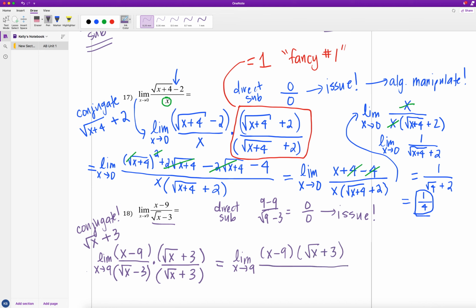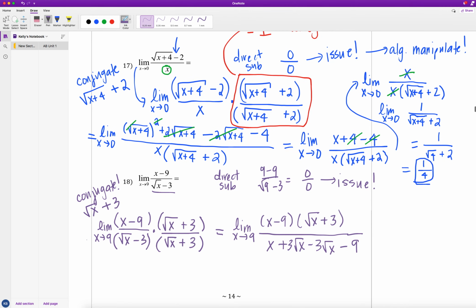In the denominator, the square root of x times the square root of x will give me the square root of x squared, which is just x. Then I'll get the square root of x times 3, so plus 3 times root x. Then I'll get negative 3 times root x. And lastly, I'll get negative 3 times 3, so negative 9. Again, I still have that limit in front since I haven't actually evaluated the limit yet. From here we get to play the cancel game. The 3 times the square root and the negative 3 times the square root cancel each other out.